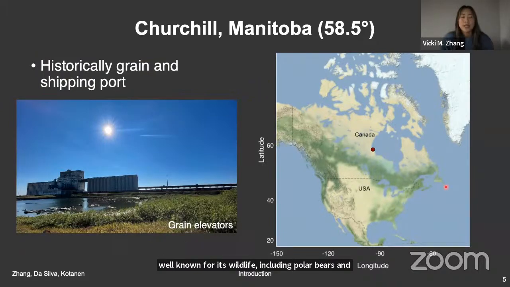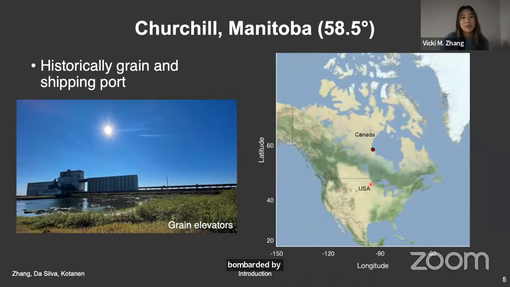Historically, Churchill was a grain and shipping port. So over 100 non-native species have been reported here since 1929, when the railway was completed. And because of this railway terminal and the required grain cleaning steps, the grain elevators that are pictured here have been heavily bombarded by non-native seeds and plant material.